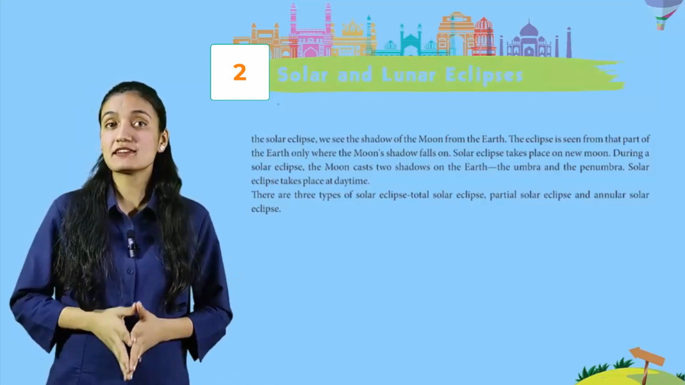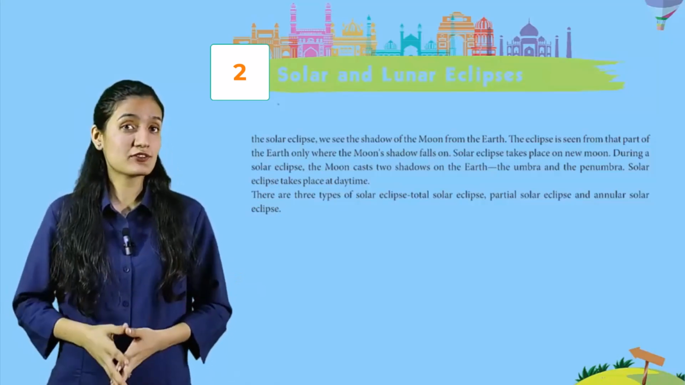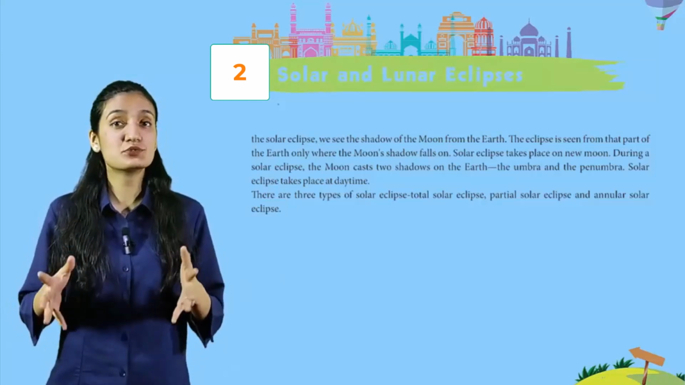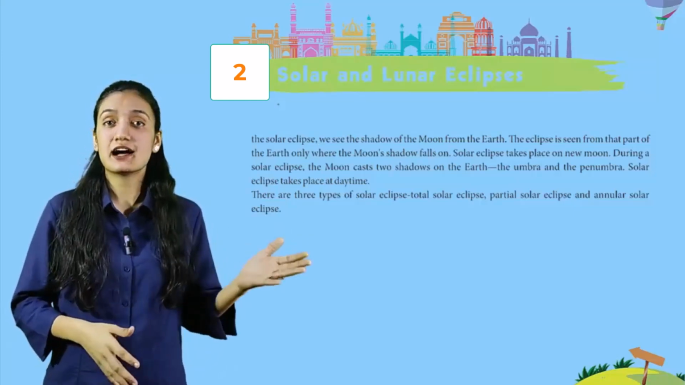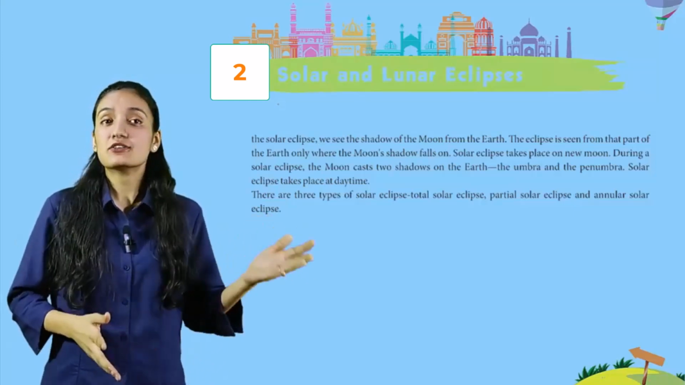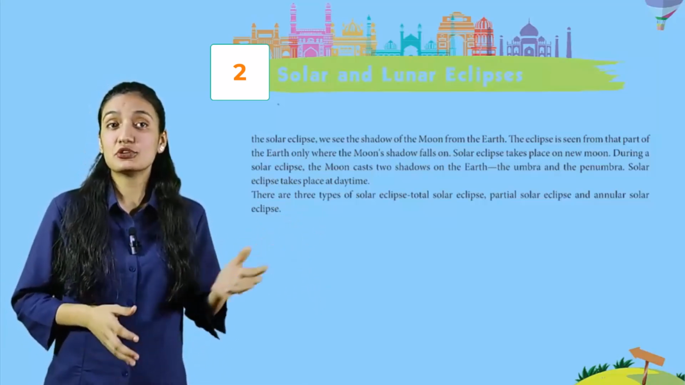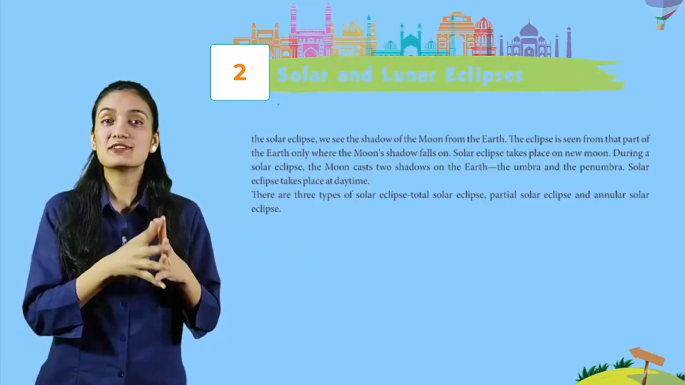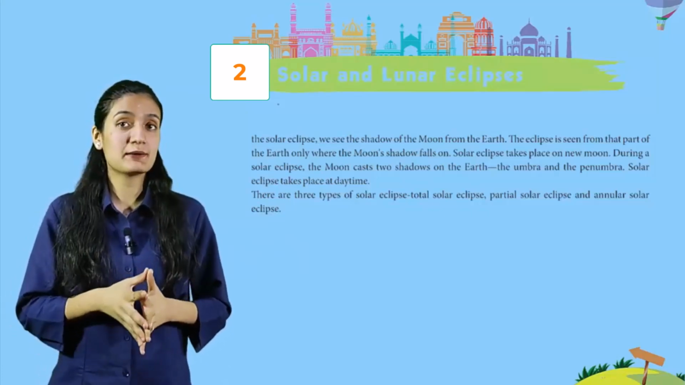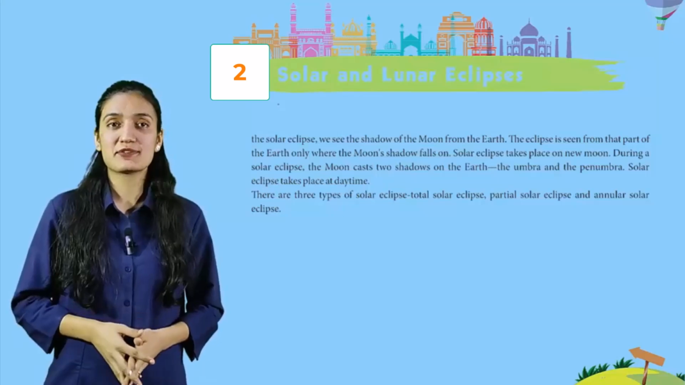Solar eclipse takes place on a new moon. During a solar eclipse, the moon casts two shadows on the Earth, the umbra and penumbra. Solar eclipse takes place in the daytime. There are three types of solar eclipse: total solar eclipse, partial solar eclipse and annular solar eclipse.